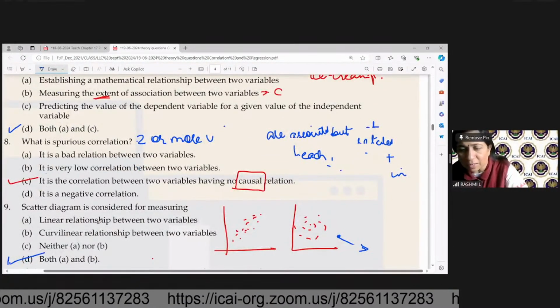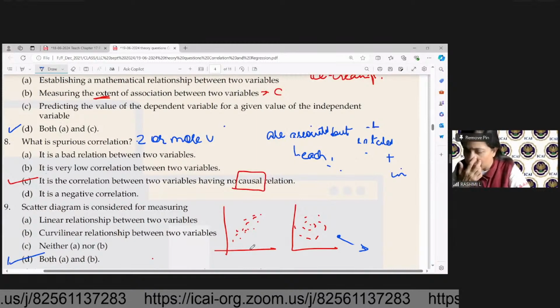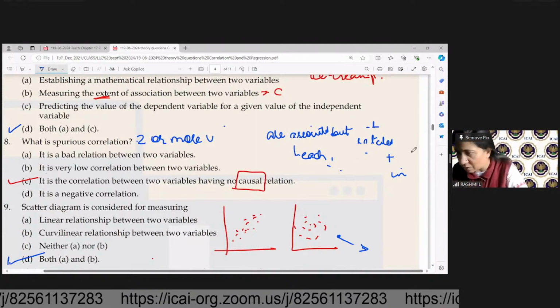Scatter diagram is considered for measuring both A and B. So linear also and curvilinear also.